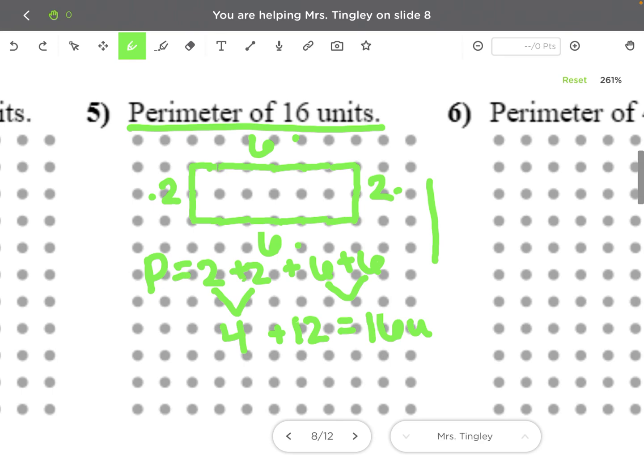But you could have also drawn a shape that had 4 down, 4 across, 4 up, and 4 around. That would have also given you a perimeter of 16. So there are two ways you could have done that. But we're going to use this shape for now. So if you don't have it drawn out, pause the video now and draw this.